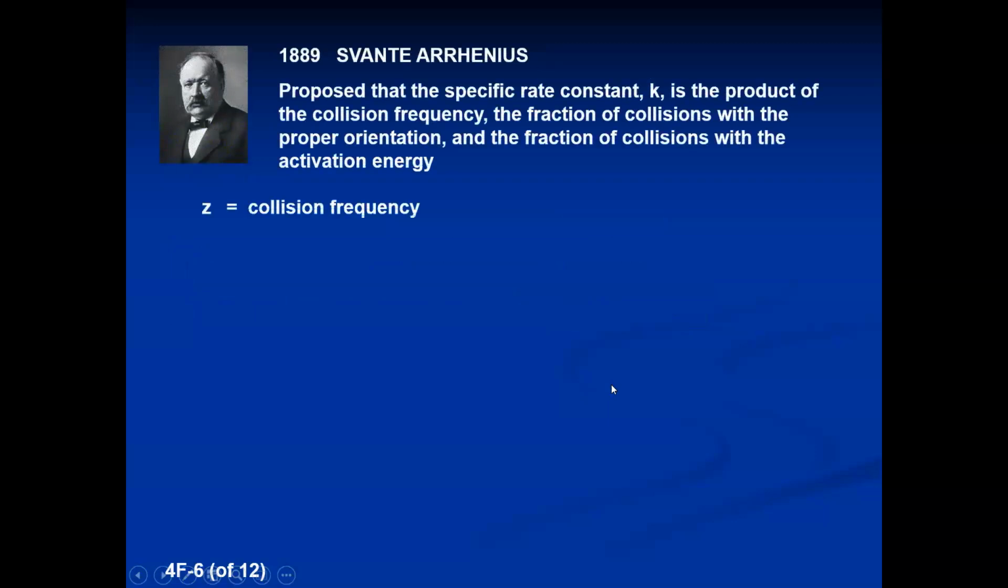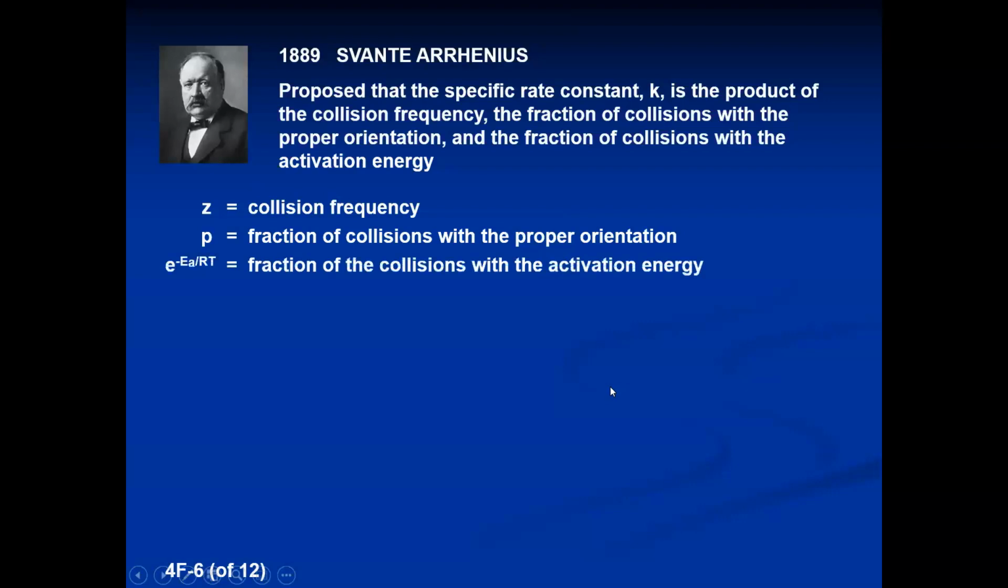So remember, Arrhenius figured this out. Z is the collision frequency, P is the fraction, and then this is our activation energy, right? And so remember our Z and P, and again, this is the fourth lecture, the beginning of the fourth lecture, if you're confused about this.